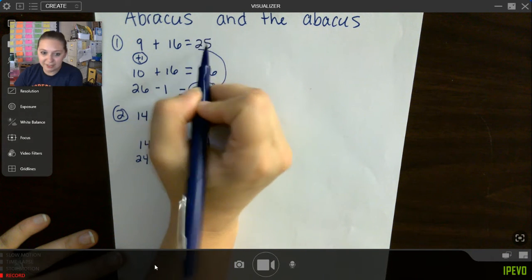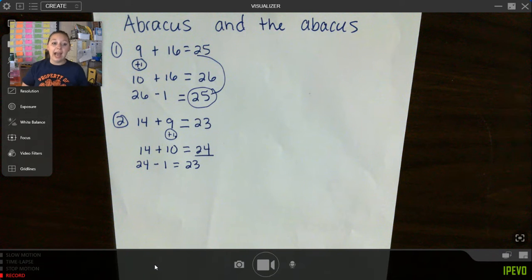9 plus 16 was 25. Okay, good luck using Abracus and thinking of your abacus and what the number would look like on the abacus, how many beads would be left until your next friendly number. Okay, good luck, boys and girls.